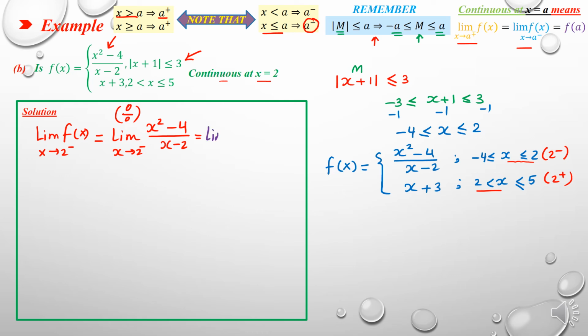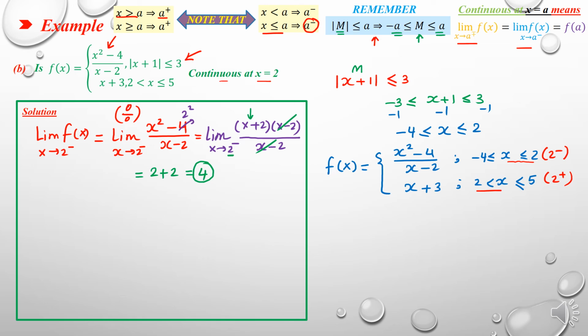And this is a difference between two squares because we can write 4 as 2 squared. So it will be x plus 2 multiplied by x minus 2, all the quantity divided by x minus 2, when x goes to 2 from left. Then you have to eliminate the common factor between the numerator and denominator, and you will get x plus 2 as the simplified function. Now you have to plug in x equals 2 in the given function, and this will give us 2 plus 2, which is equal to 4. So this is the limit from left of 2.